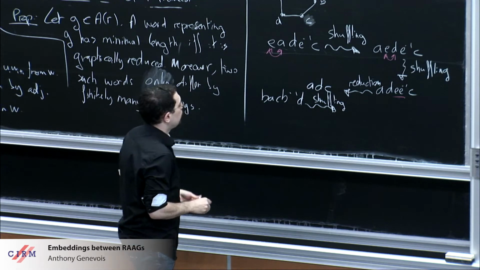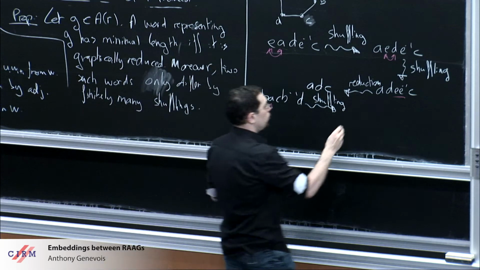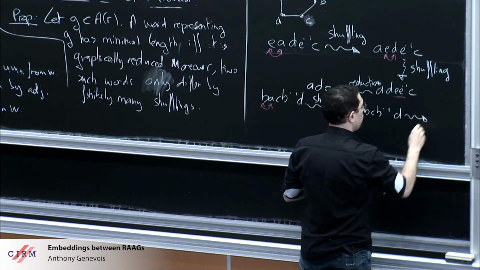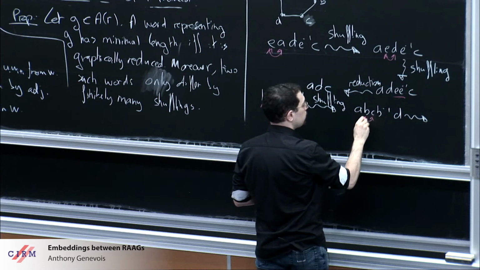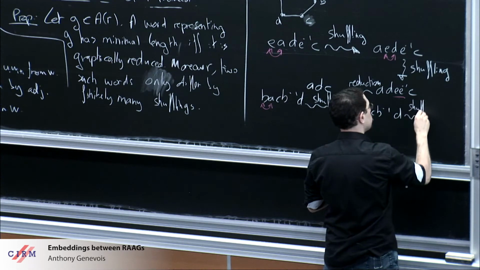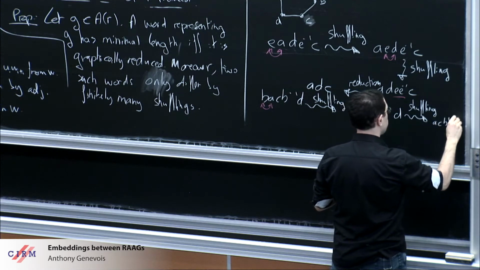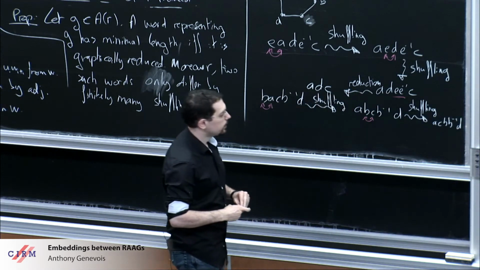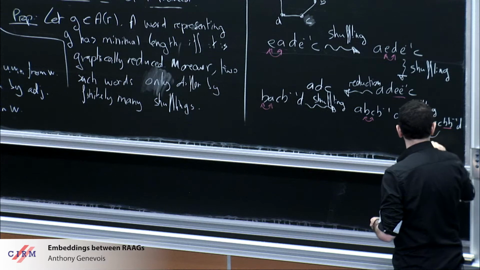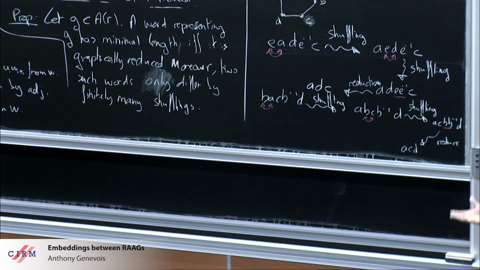Okay, so I can switch B and A, because B and A are adjacent. So I get A, B, C, B minus 1D. Again, I can switch B and C, because B and C are adjacent. That's fine. This is again a shuffling. And I have A, C, B, B minus 1D. Okay. I have a reduction, B minus 1, I reduce. I get A, C, D. And this is a graphically reduced word.